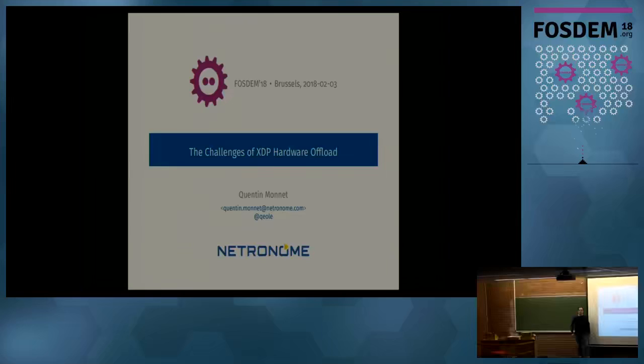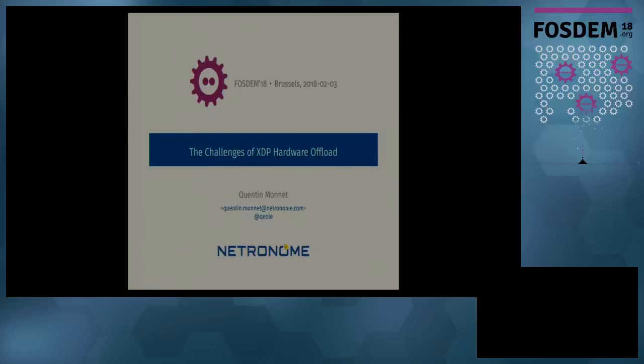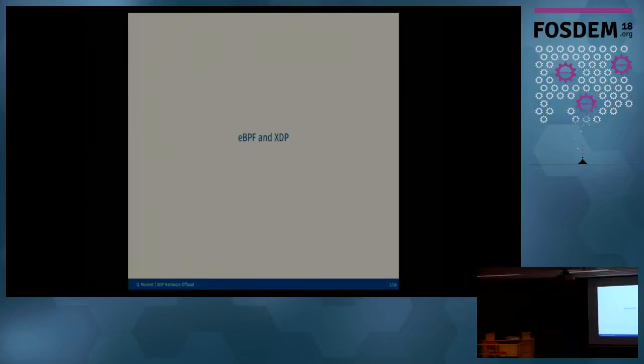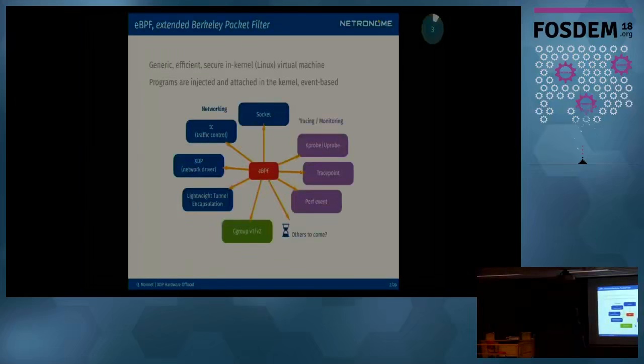So this is rather low level in comparison with most of the previous talks, at least. So maybe just before starting, eBPF is a virtual machine inside the Linux kernel. This was created first to filter packets. Now it's a bit more generic than that.